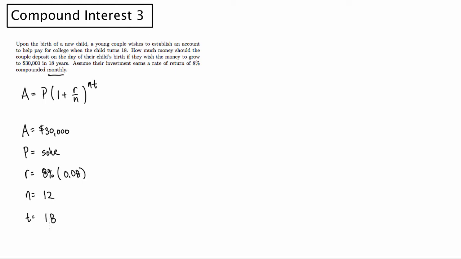So now that we have everything together, let's go ahead and plug it into the formula. The formula is going to become 30,000 equals P times (1 plus 0.08 divided by 12) raised to the 12 times 18. So if I wanted to solve for P, what I will typically recommend students to do is do all of the work at once in their calculator.